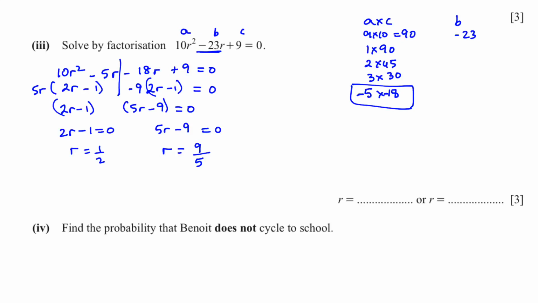If you don't understand how to factorize, you can use the calculator mode 33 and put it in the calculator, and you will get this answer. R is equal to half and R is equal to 9 over 5. So if you bring the 2 here, it will become 2R. And the 1 when you bring here, it will become negative 1. This 5 when you bring here, it will become 5R. And the 9 will be negative 9.